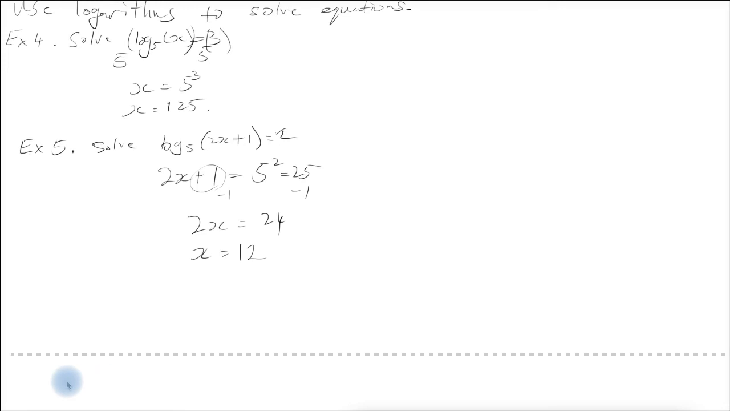Okay, next example. Example 6. Okay, this one we're solving again. Solve 10 to the power x minus 3 equals 1 million. 6 zeros there. Okay, so what we're going to do here is take the logarithm of both sides. So here I'm taking the logarithm, log to the base 10 of this side, 10 to the x minus 3, and logarithm to the base 10 of this side.